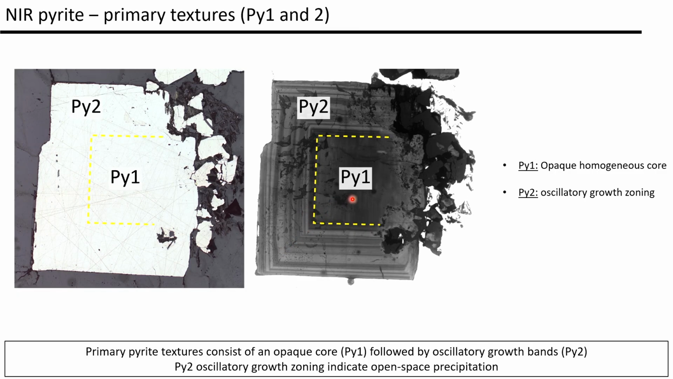First, we've defined two primary textures. The first one is this opaque homogeneous core, always followed by oscillatory growth zoning. This oscillatory growth zoning indicates open space precipitation, and it doesn't seem to be related to fault-valve precipitation, or it might not be the case.